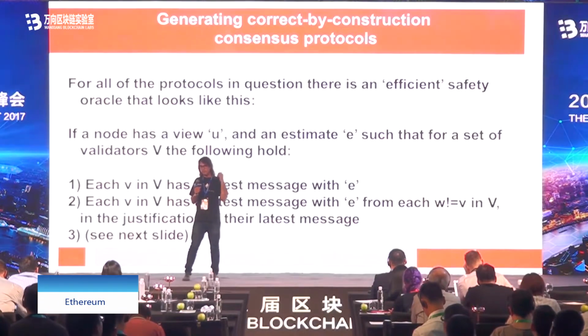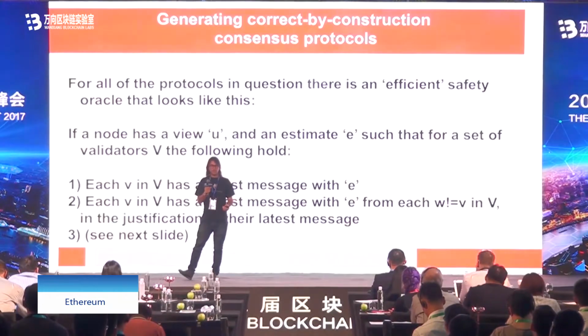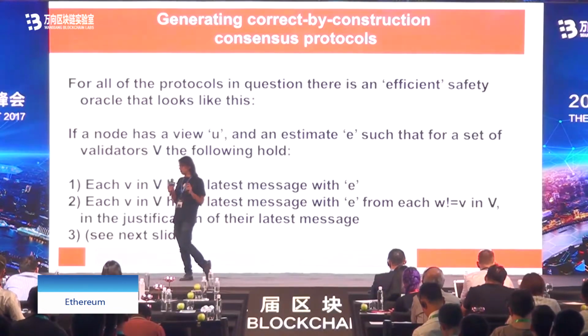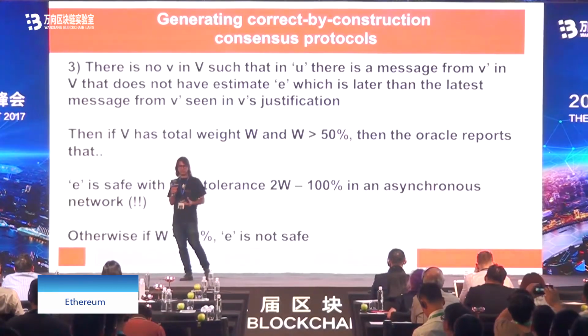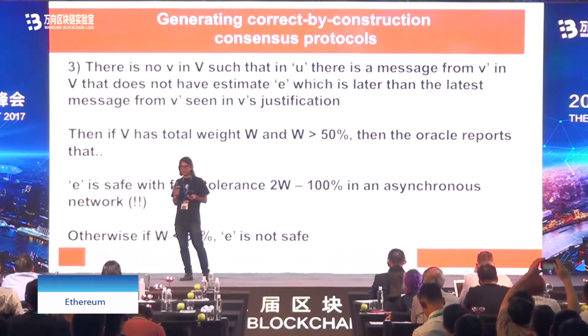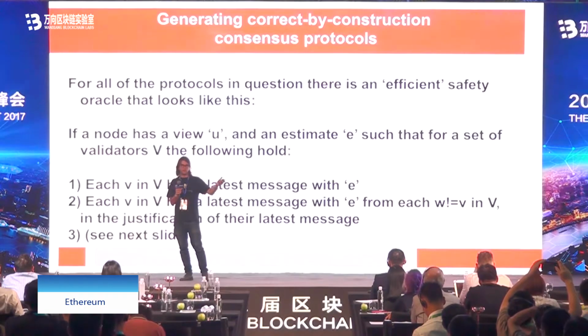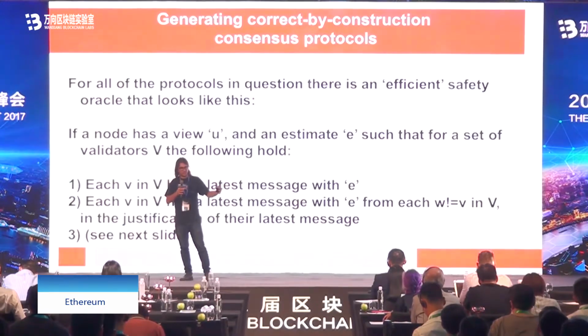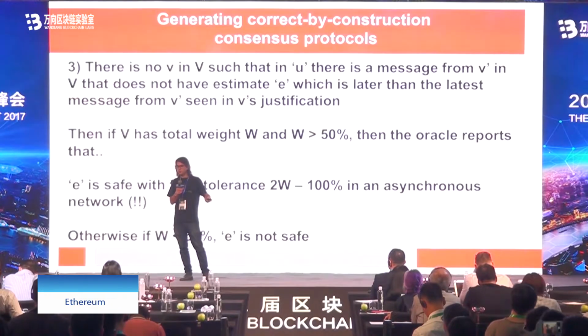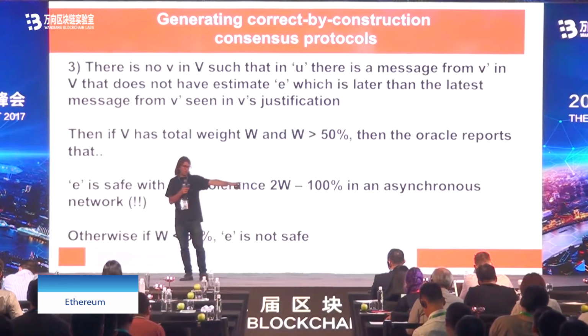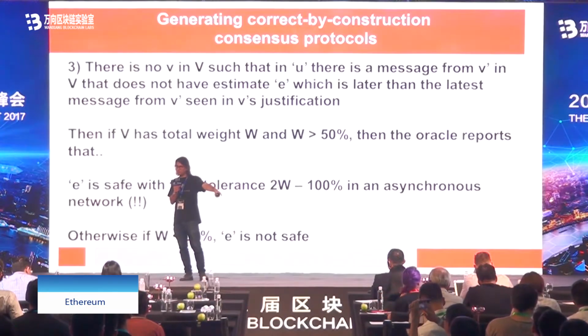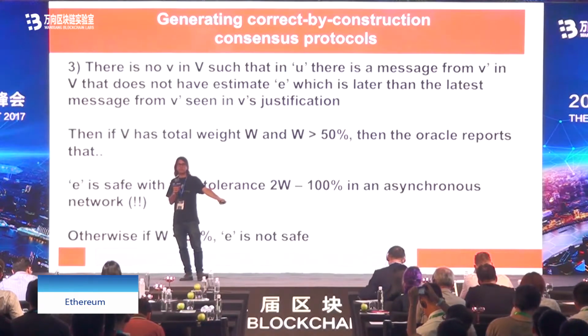So the properties are: each of the validators in the set have a latest message with this estimate that we're trying to say is safe. Each of them see from each other a latest message with that estimate. And there's this third property. It's a little bit more complicated. Sorry, let me take a step back. The safety oracle will take an estimate and a set of messages and try to decide whether that estimate is safe. So it'll look in that set of messages and try to see whether there's any way in that set of messages that it can show a message to a validator in order to make 2 no longer true, which is to say that there's a new latest message from one of these validators that another one of them can see that disagrees with the estimate that we're trying to say is safe.